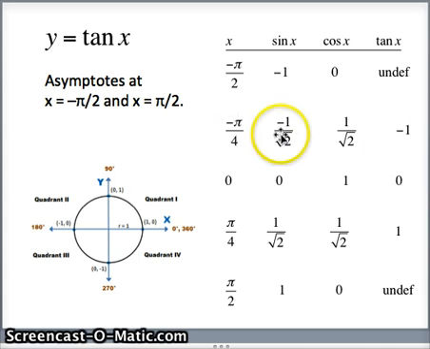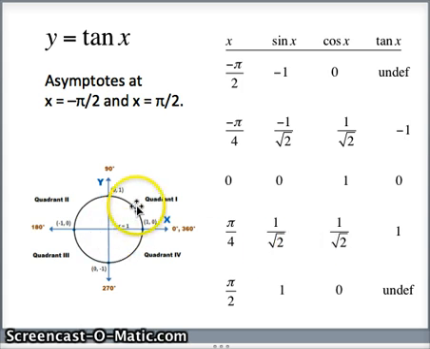At negative pi over 4, sine is negative 1 over root 2, cosine is positive 1 over root 2. Why is that? Negative pi over 4 is down here in the fourth quadrant. Sine is negative, cosine is positive. The reference angle, pi over 4. Sine of pi over 4 is 1 over root 2. Cosine of pi over 4 is 1 over root 2. So the sine is negative, the cosine is positive, but the numbers are the same. This divided by this just gives me negative 1.